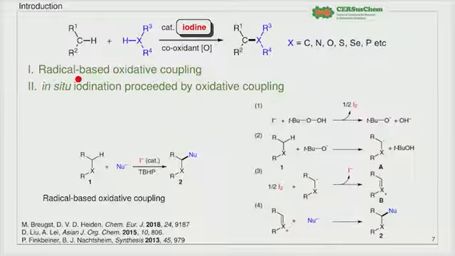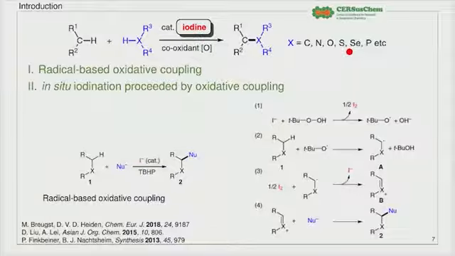Knowing that iodine itself has diverse applications, we can use it as a catalyst. Generally in organic synthesis, we can use an iodine catalyst for coupling between two components via cross-coupling reaction or oxidative coupling reactions, where X can be any heteroatom besides carbon, such as nitrogen, oxygen, sulfur, selenium, phosphorus, tellurium, anything.